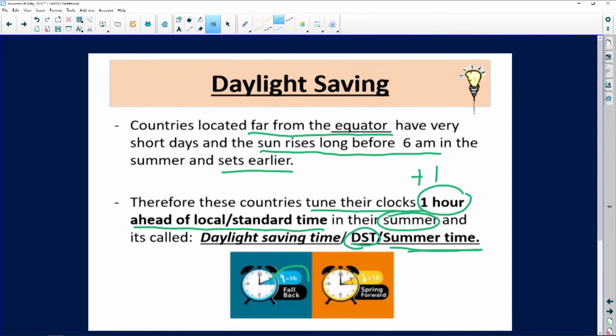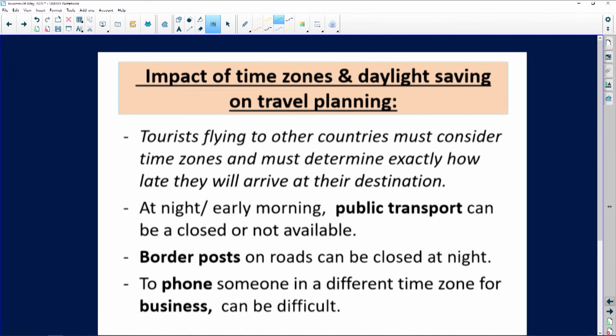All right, for foreigners who go to those countries who don't know what's happening, there are 2 phrases that they use to say they tune their clocks for daylight saving or back to normal time. And that is what they call fall back, which is when they go back to standard time, or spring forward, which is when they actually set their clocks 1 hour ahead of standard world time.